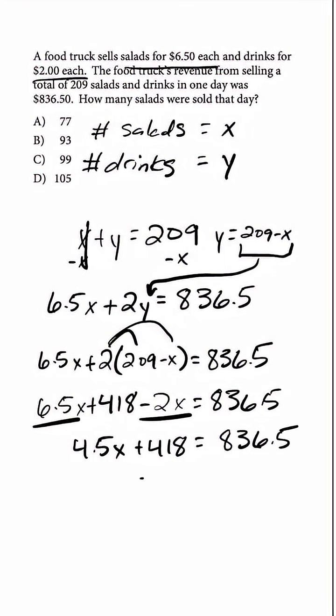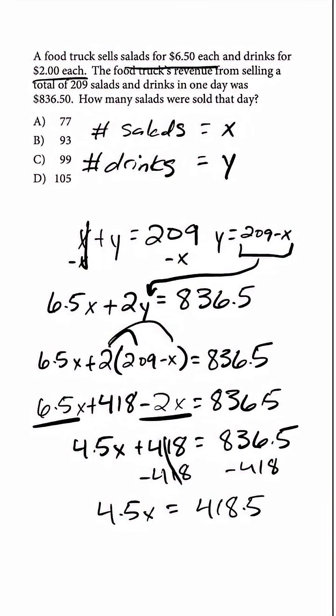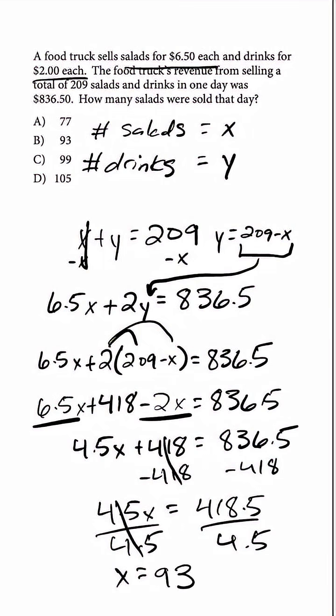So we're going to subtract 418 from both sides, and that's going to leave me with 4.5x is equal to 836.5 minus 418, which is 418.5, and then we'll divide by 4.5 on both sides. So once we do that, we'll have x is equal to 418.5 divided by 4.5, and that would give us 93. And so the number of salads that were sold that day would be 93, so the answer would be letter B.